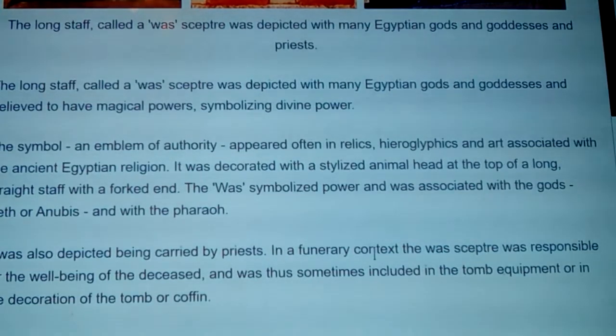So the symbol is an emblem of authority. It appeared in relics, hieroglyphics, and art associated with the ancient Egyptian religion. It's decorated with a stylized animal head at the top of a long straight staff with a forked end at the bottom. It was symbolized by power and was associated with the god Seth or Anubis, and with the pharaoh. And of course Seth is Seti, the red-headed god, and hooked up with Seti himself and Seti 1 and 2, those types of gods.